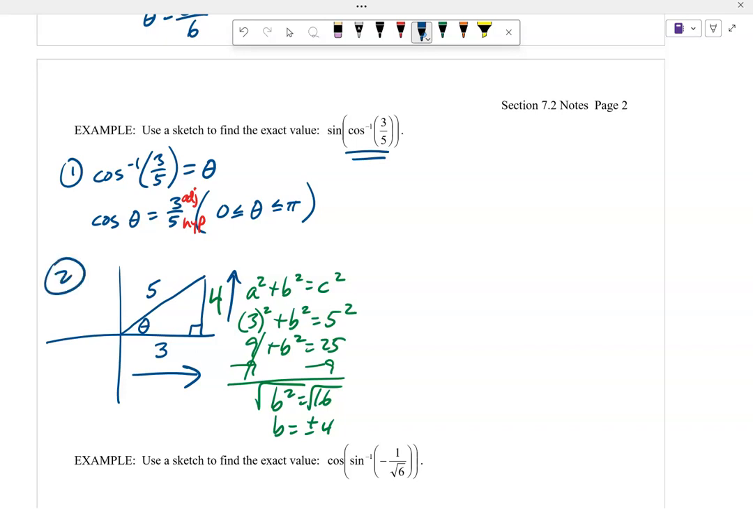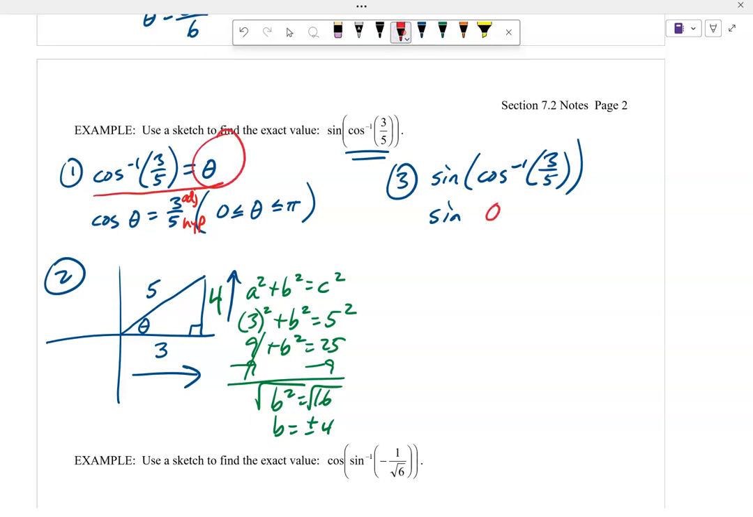So that's step 2, to draw your triangle. Step 3 is to come back to this problem. We have the sine of the arc cosine of 3/5. Now, notice I called the arc cosine theta. So really what I'm finding is the sine of theta, and I have theta set up. I can use right triangle trig to do this. Sine of theta is opposite over hypotenuse, right? So the opposite side is 4, hypotenuse is 5.